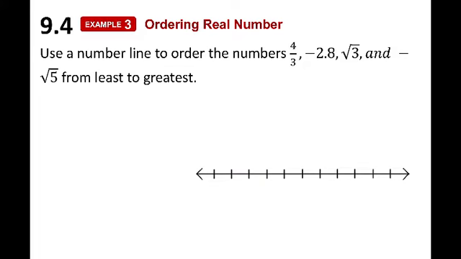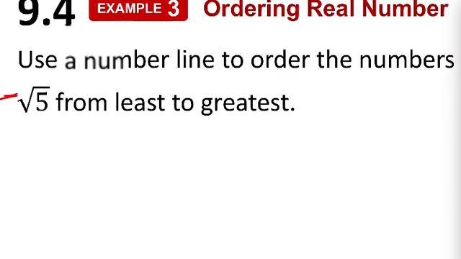Number three's got the same idea, but now we've got more numbers to order, so we're going to have to convert all these into decimals. So we're going to do the numbers 4 over 3, negative 2.8, square root of 3, and it looks like there's a little bit of a typo. This negative was supposed to go along with the square root of 5, so let's put that negative in front of the square root of 5. So let's go through and convert these all to decimals.